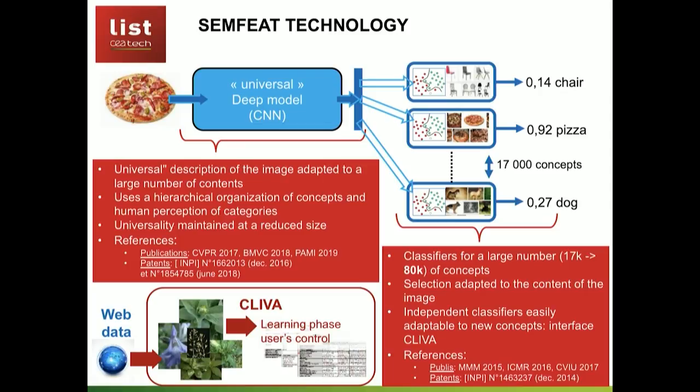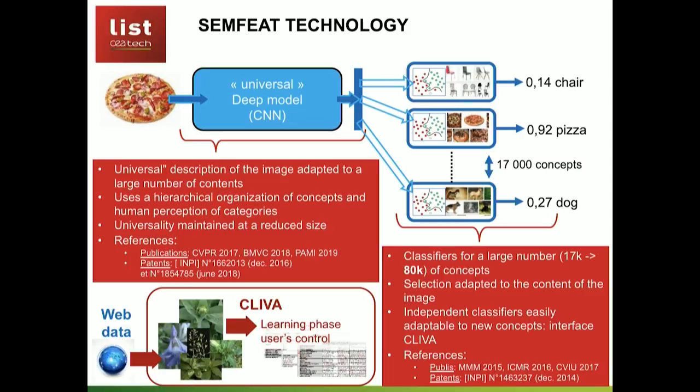So we have made a tool based on a technology we developed for quite a long time. It's called SimFET. It's a deep neural network, but we cut it into two phases. One universal part, which makes a universal description of the image, and it's adapted to a very large number of classes, on which a classifier can be easily added by the user for a particular application.